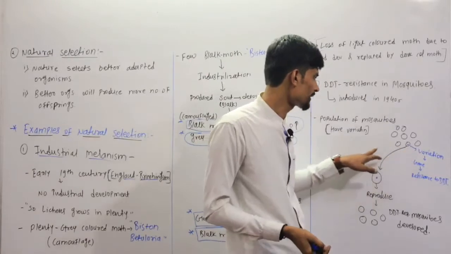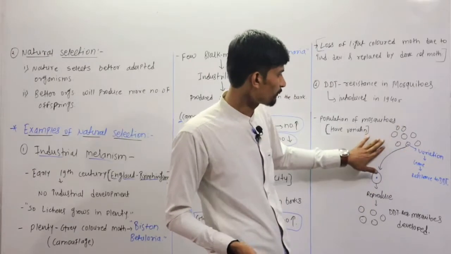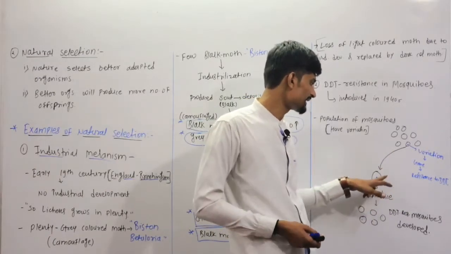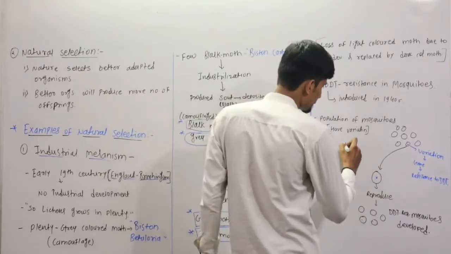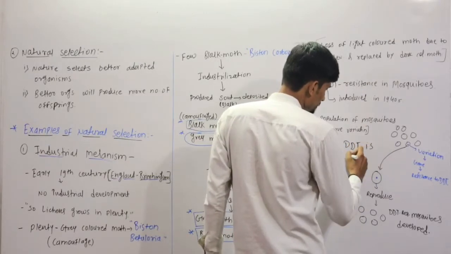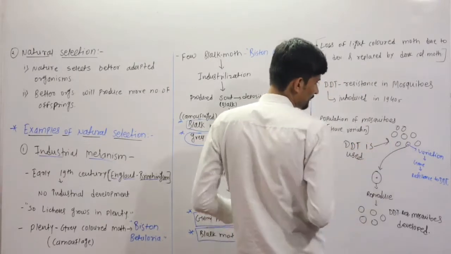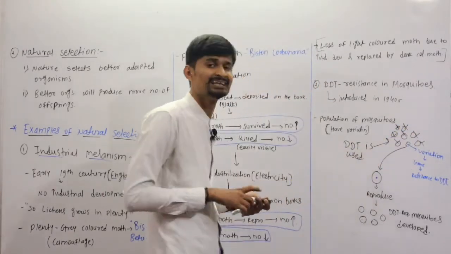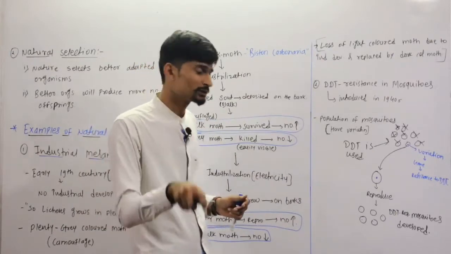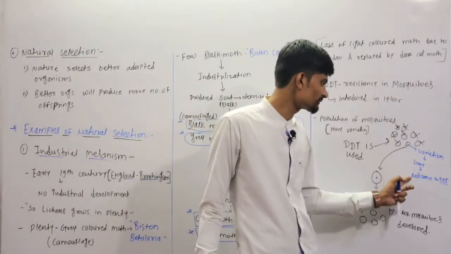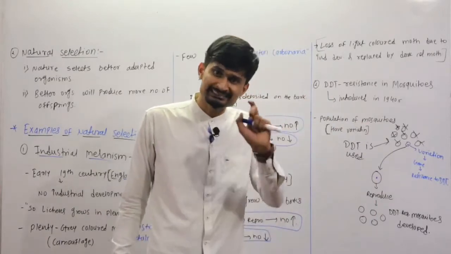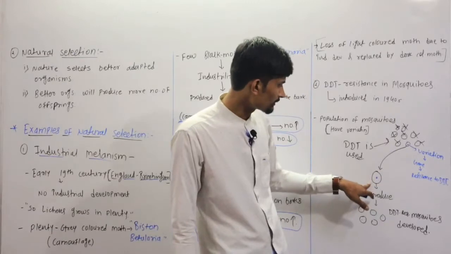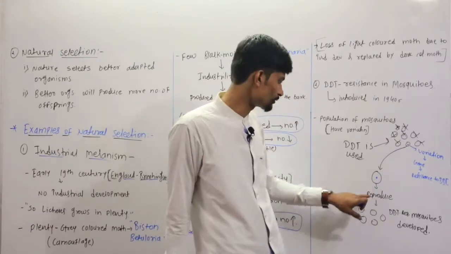So what happened, after introducing the DDT in the population, the mosquito which has the gene which is resistant to DDT survives. Okay. Here DDT is used. So all the remaining mosquitoes died, but those that lived have the variation, that is the gene which is resistant to DDT. So now the gene is useful to that mosquito.